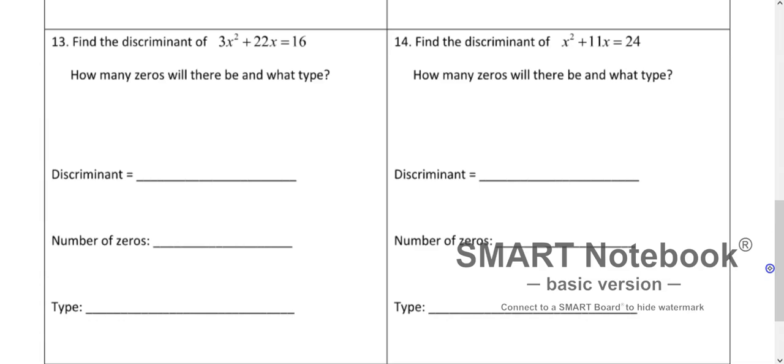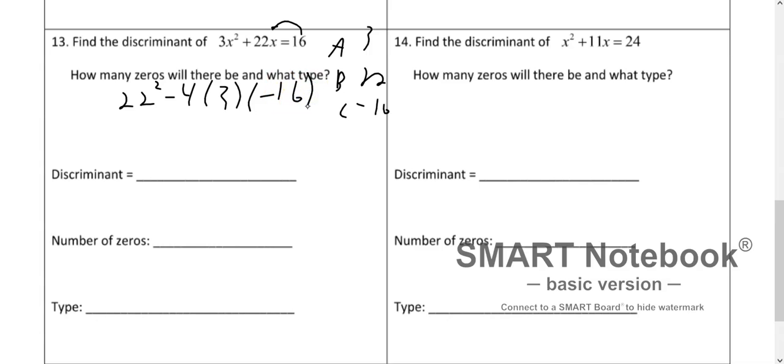Find the discriminant. Notice, not equal to 0. So A is 3, B is 22, but C is negative 16. Very important. So B squared, 22 squared, minus 4 times 3 times negative 16. Okay, remember that negative times negative is positive. So that's going to give me 676 for my discriminant. That means I'm going to have 2 real rational answers. But 2 real is fine enough.